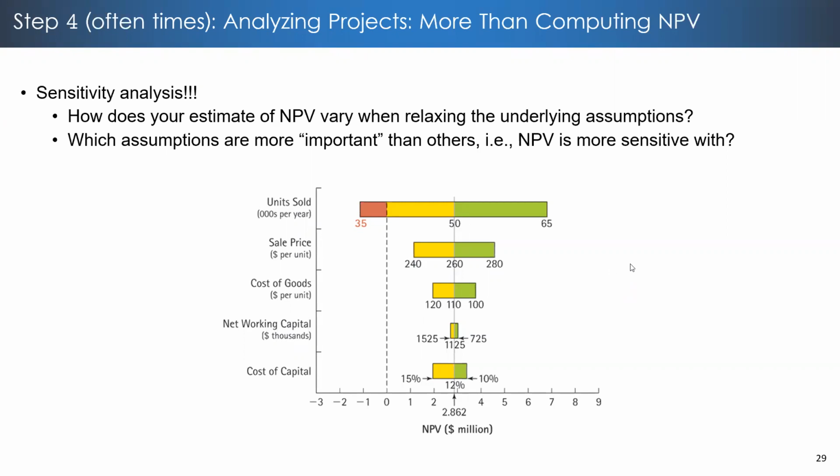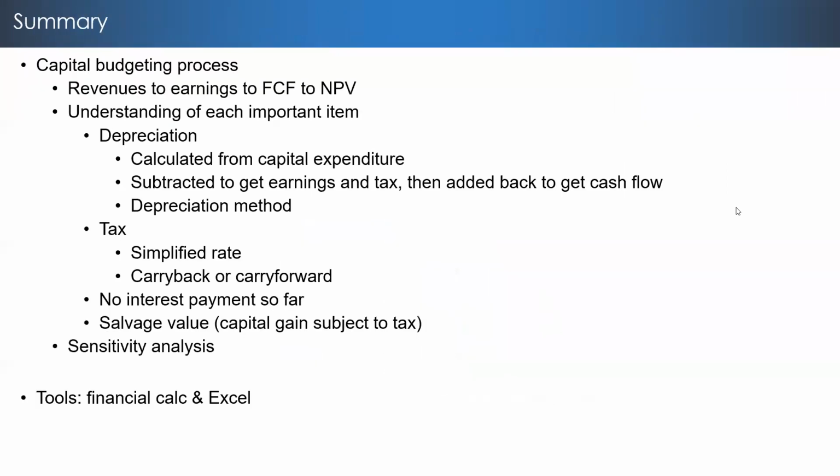So this concludes the first slide for capital budgeting, which is basically about how to reach the free cash flows and how to reach the net present value from our basic assumptions on all the crucial items of a company's business. So we start from revenue, we get to earnings, we get to free cash flows after a certain adjustment. We calculate net present value and we do sensitivity analysis.